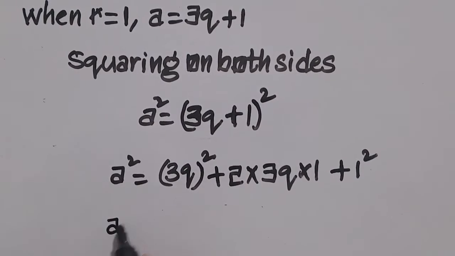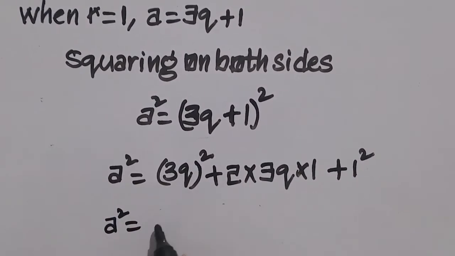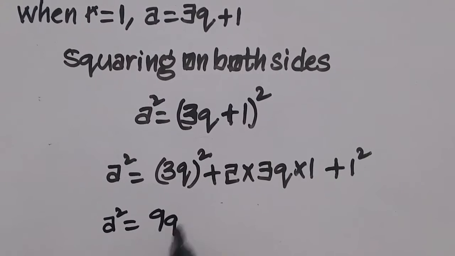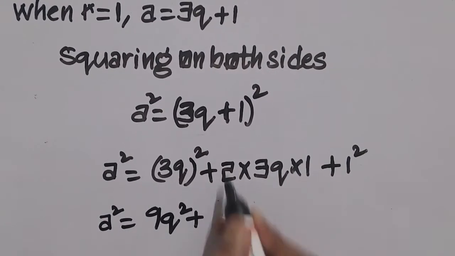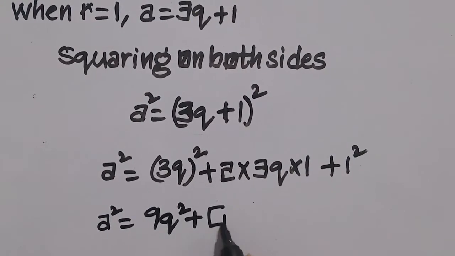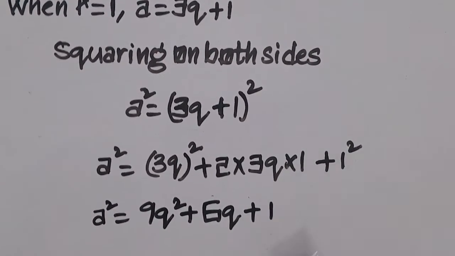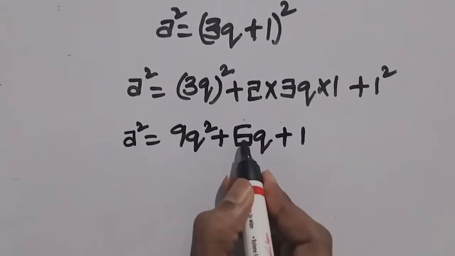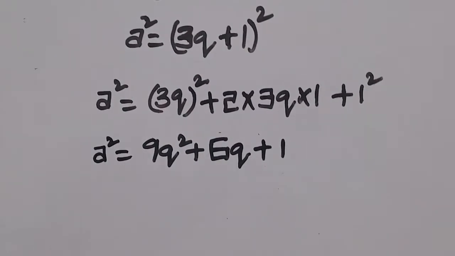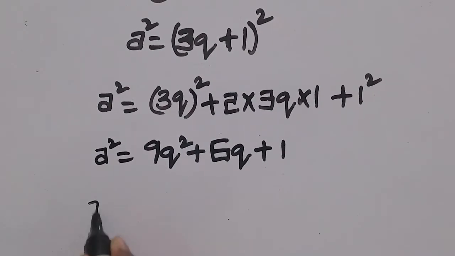LHS as it is, write down: a square is equal to 3 into 3, 9q square, plus 2 into 3, 6q, plus 1 into 1, 1 only. Now here we'll take common.